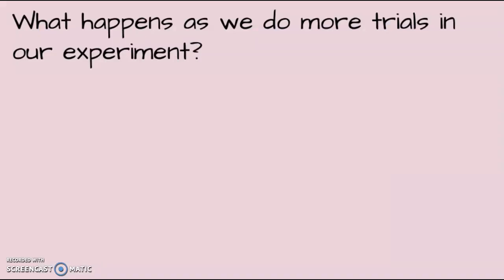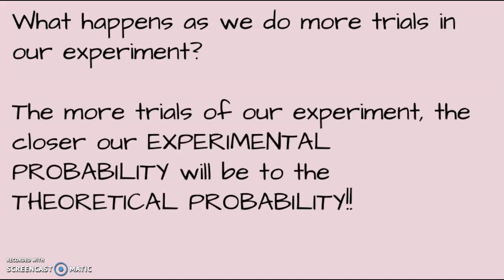So what do we notice is happening as we do more trials in our experiment? Well, hopefully you are noticing that the more trials that we do in our experiment, the closer our experimental probability will be to the theoretical probability. So we will actually get more valid results the more times we try the experiment.